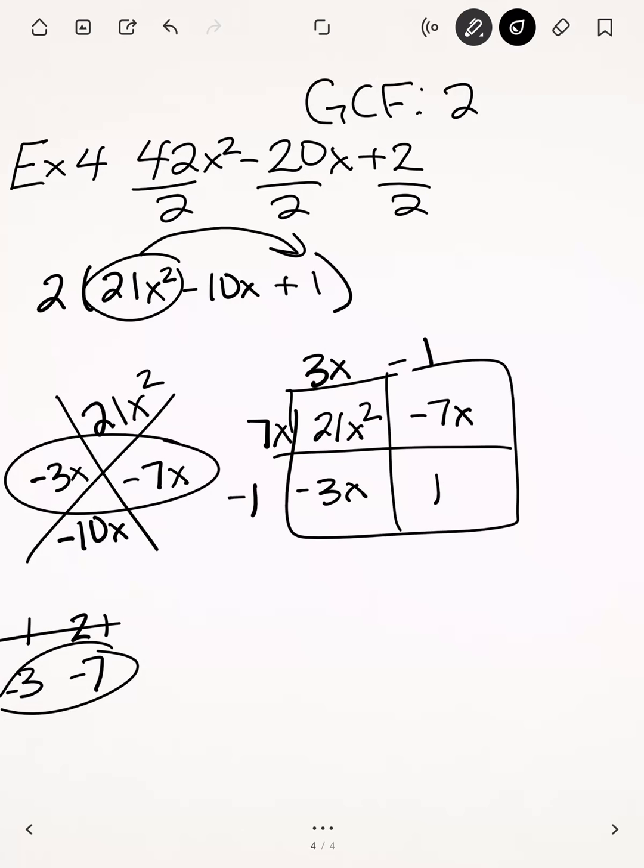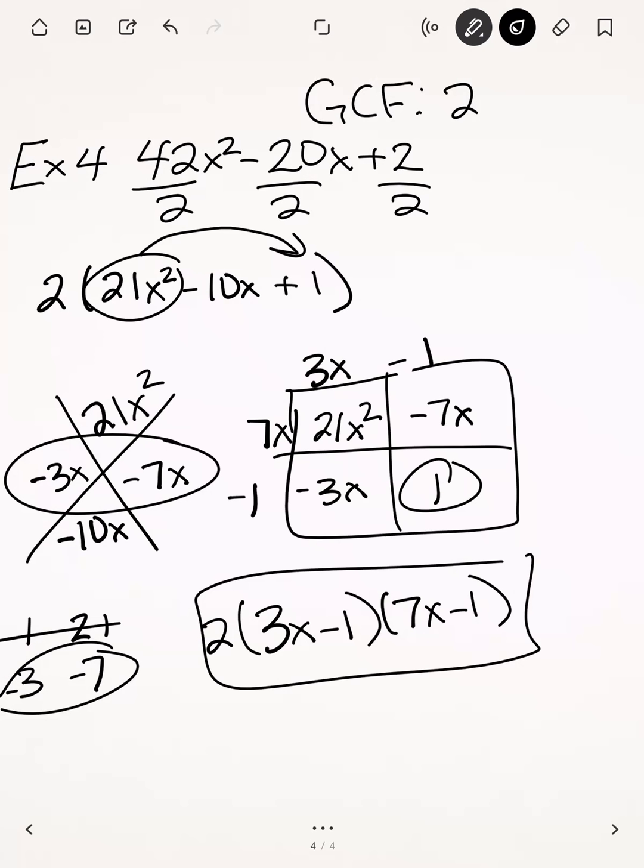Okay, a negative 1. So 7x times a negative 1 gives me a negative 7x. And then if I check negative 1 times negative 1, gives me a positive 1. So these are my factors. I get 3x minus 1 and a 7x minus 1. And I put my GCF outside, which was a 2. This is the factored form of this.